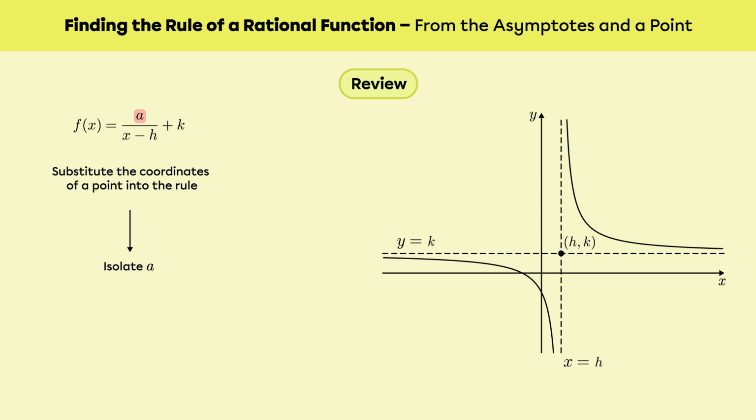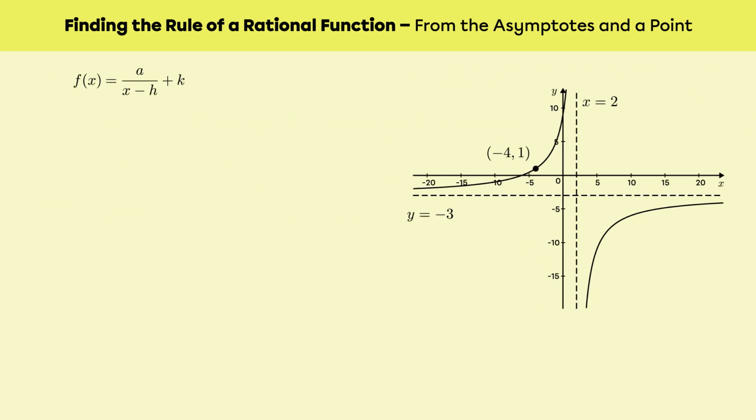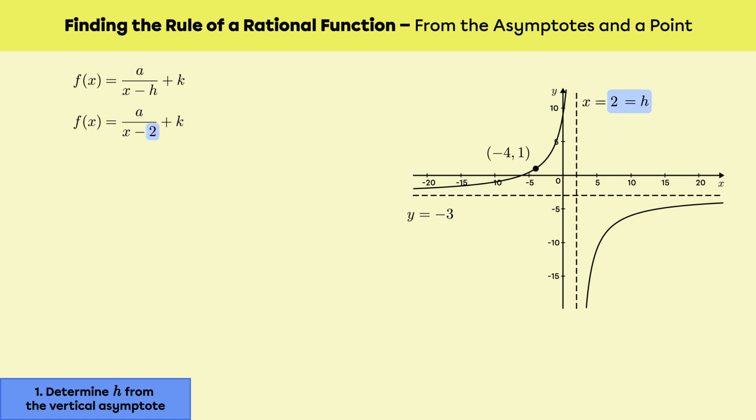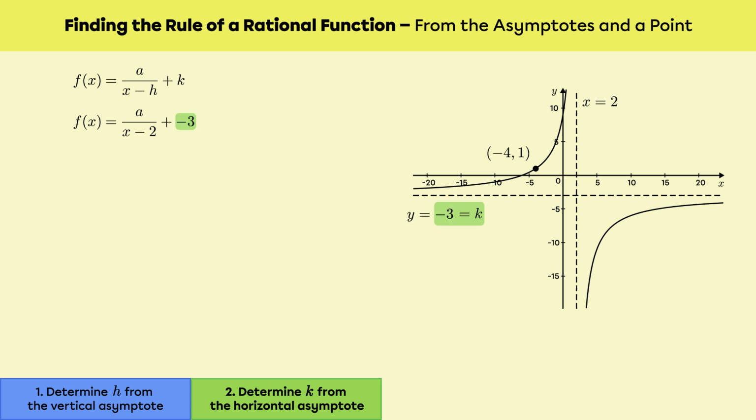Let's do an example. Find the rule of the rational function represented on the following Cartesian plane. First, determine the value of parameter h using the vertical asymptote. Since h is equal to 2, replace it in the rule. Then, determine the value of k from the horizontal asymptote. Since k is negative 3, replace it in the rule. So the rule becomes f of x is equal to a divided by x minus 2, minus 3.